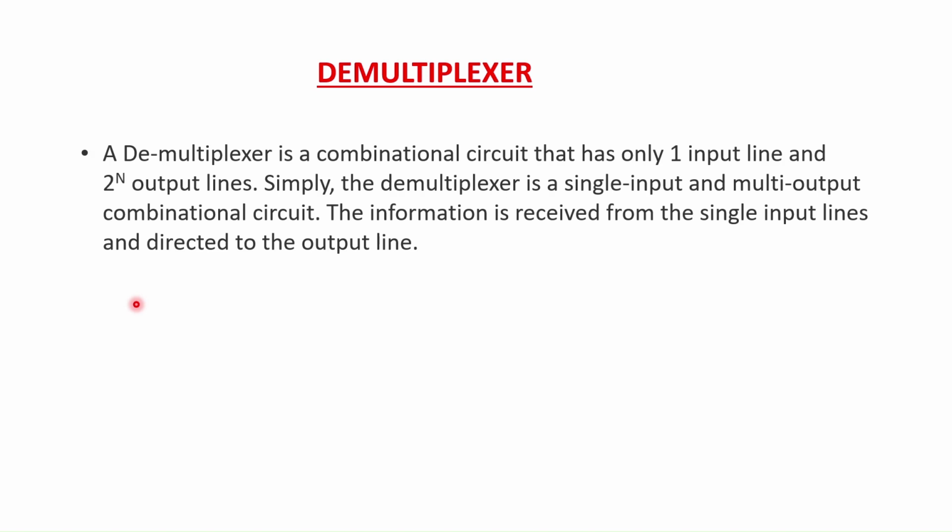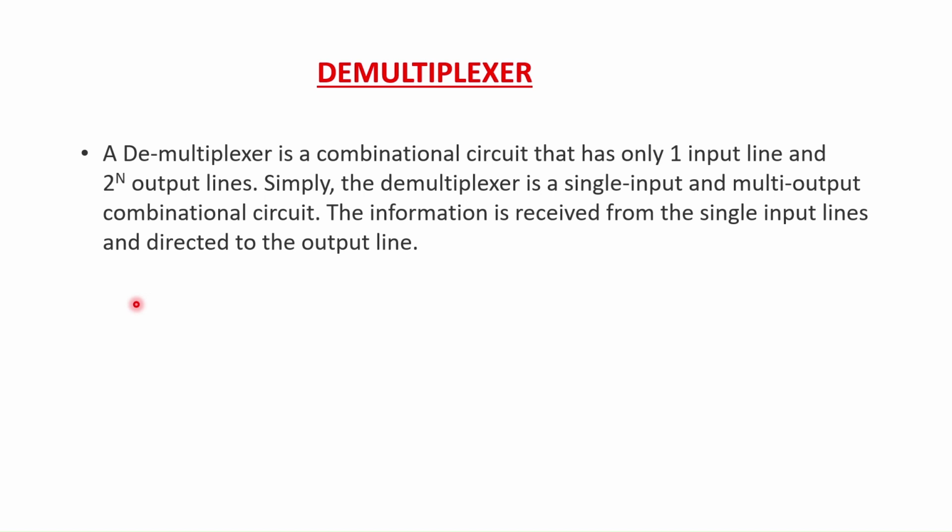A demultiplexer is a combinational circuit that has one input line. The demultiplexer has one input line and 2 power n output lines. This is just the opposite of the multiplexer. In a multiplexer, we have seen that it has 2 power n input lines and 1 output line, whereas in a demultiplexer it has 1 input line and 2 power n output lines.